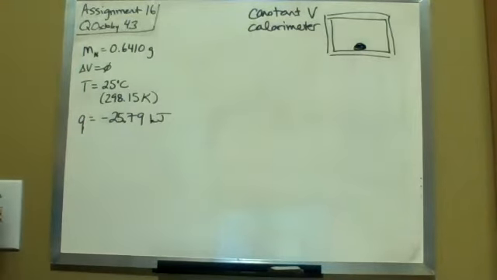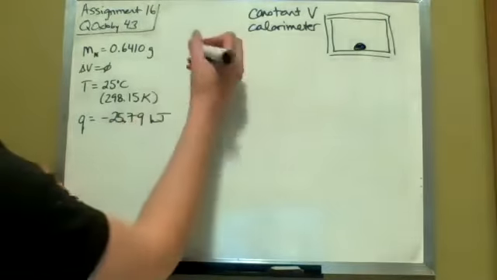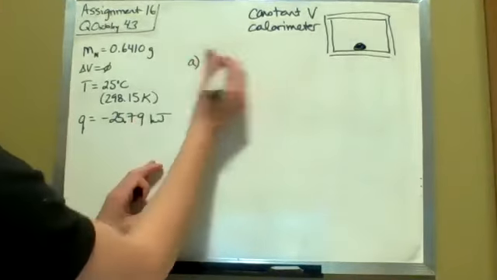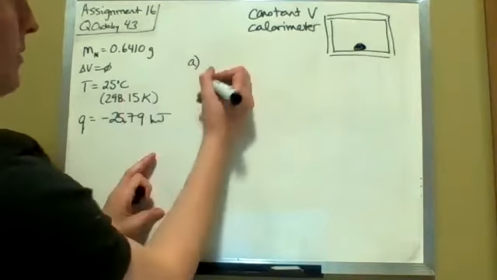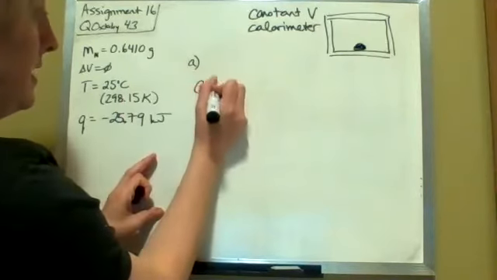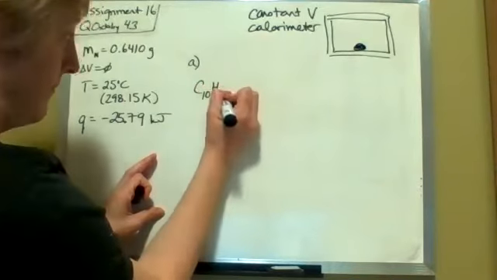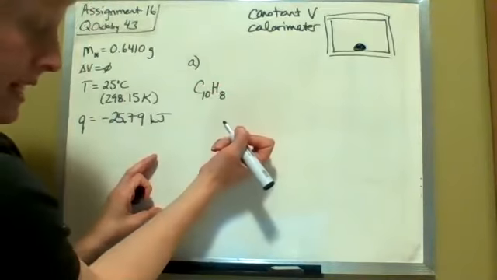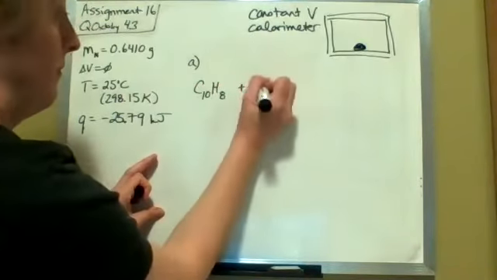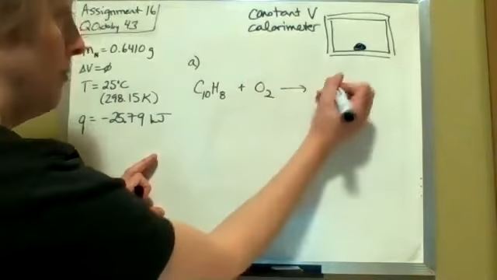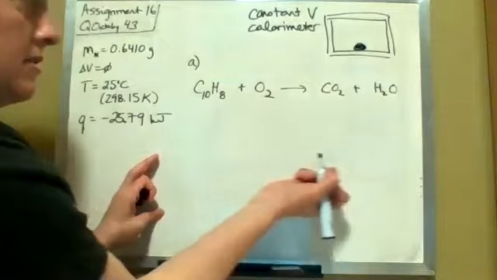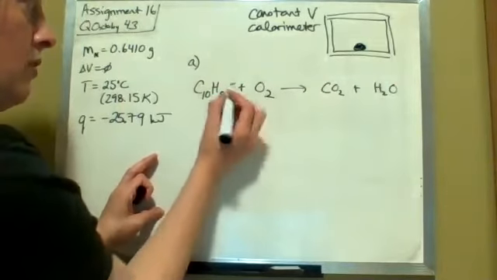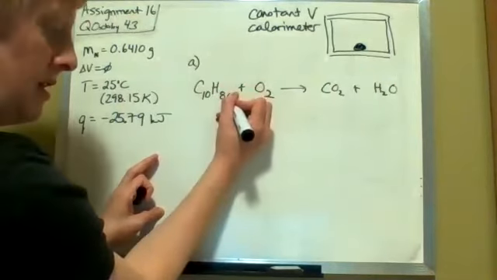A few things you want to get out of this. Part A, write a balanced chemical equation for this. So this is going to be part A. So you are given the formula for naphthalene, which is C10H8. And when you do combustion, you're burning it in oxygen. And you're making CO2 and water.